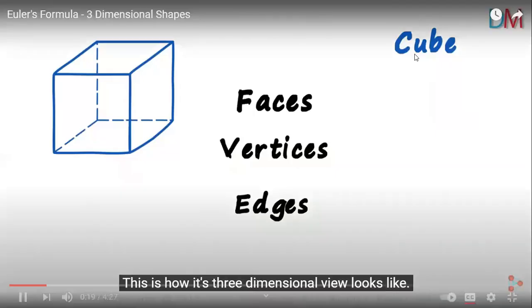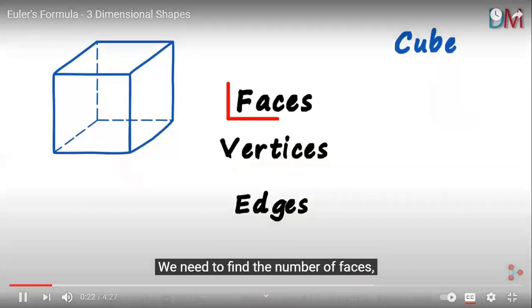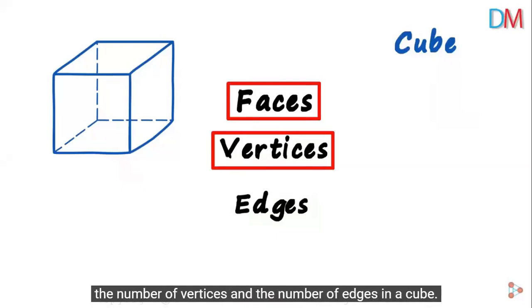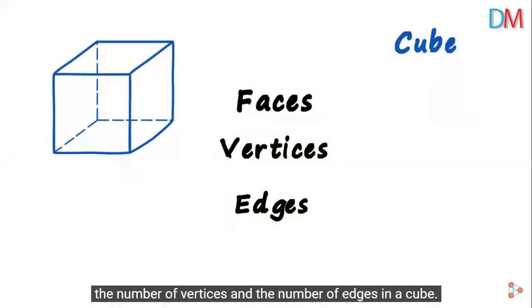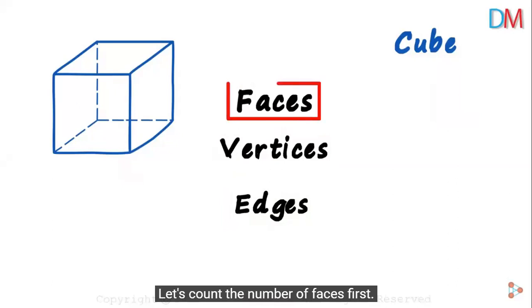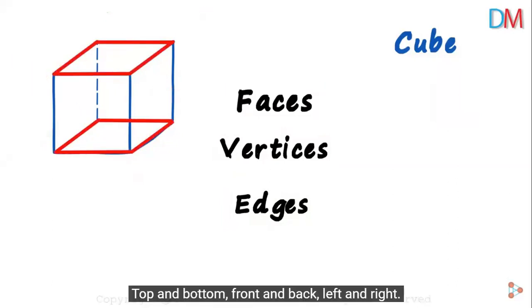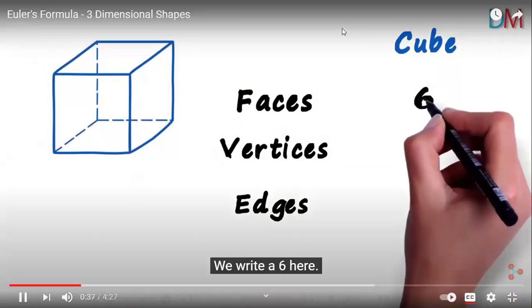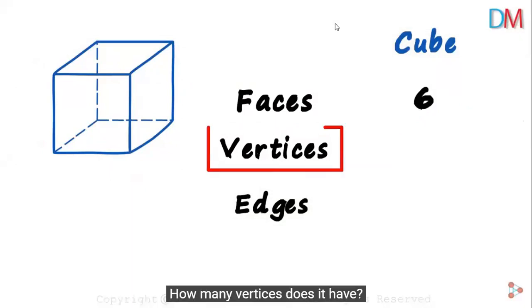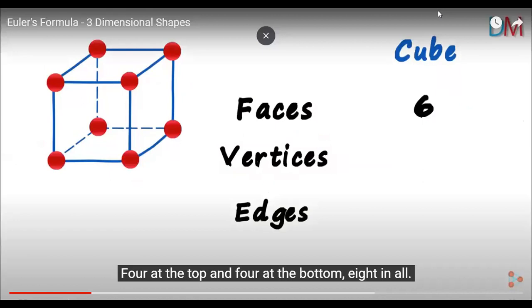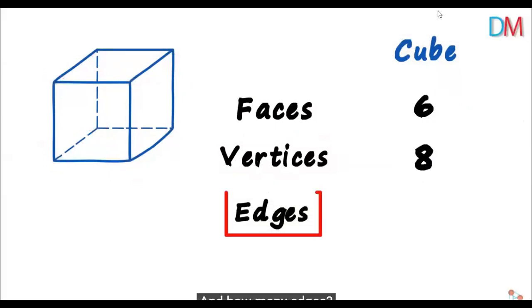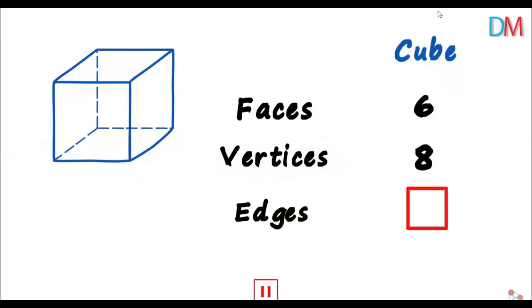The question is: we need to find the number of faces, the number of vertices, and the number of edges in a cube. Let's count the number of faces first. It has 6 faces in all: top and bottom, front and back, left and right. We write a 6 here. How many vertices does it have? 4 at the top and 4 at the bottom, 8 in all. And how many edges? Pause the video and write the number of edges here.